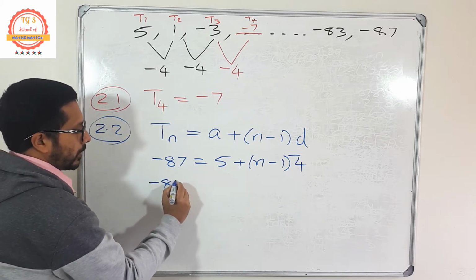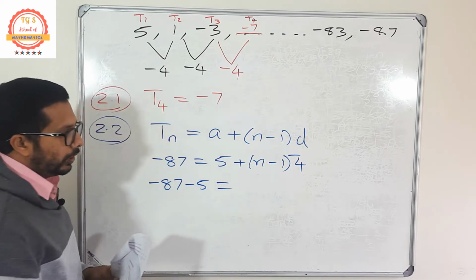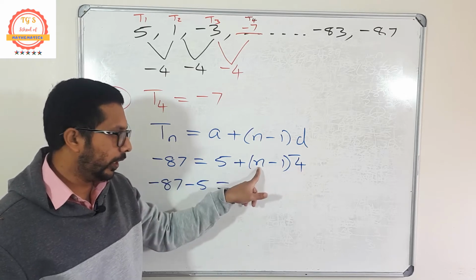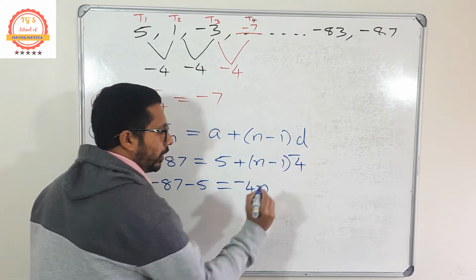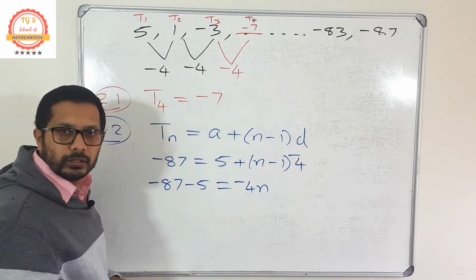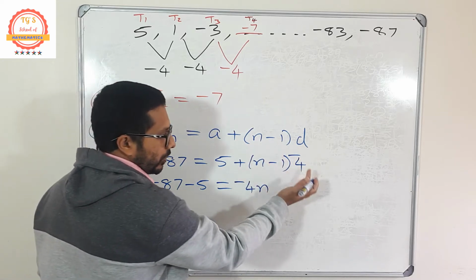So it is minus 87 minus 5 is equal to, now I am going to expand this bracket, minus 4 into n. Minus 4 into n is minus 4n. Minus 4 into minus 1, what is the answer? Minus 4 times minus 1.